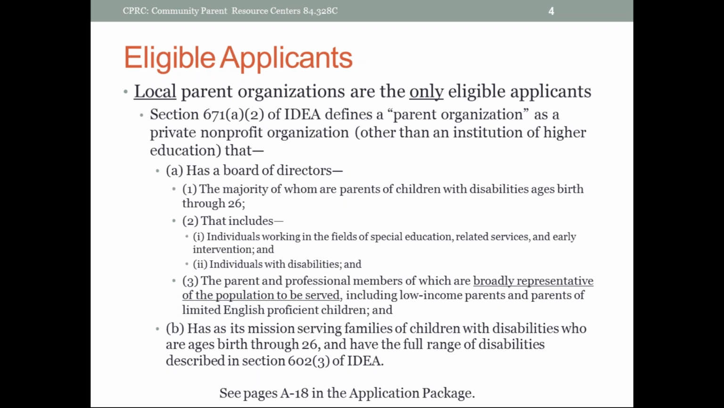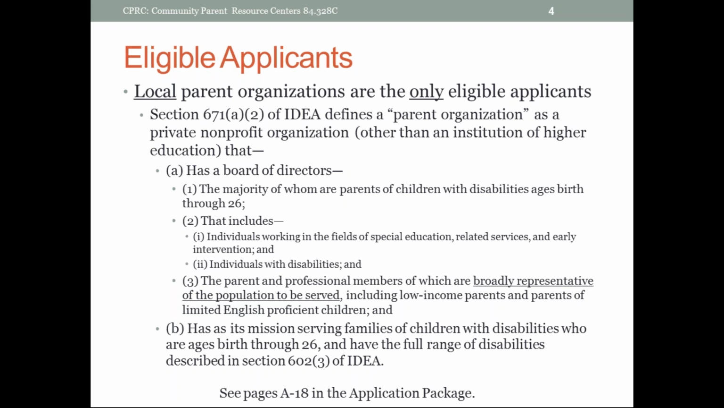Notice also says that it has a board of directors, the majority of whom are parents of children with disabilities. So we have to know that the majority of your board of directors are from the population to be served. Because it is a local organization for the Community Parent Resource Center grants, and you're defining your community, you must be very clear that your board of directors are representative of the community you wish to serve.